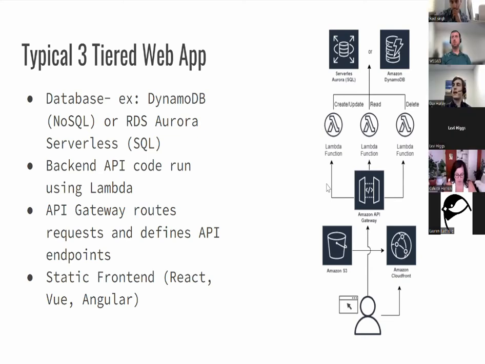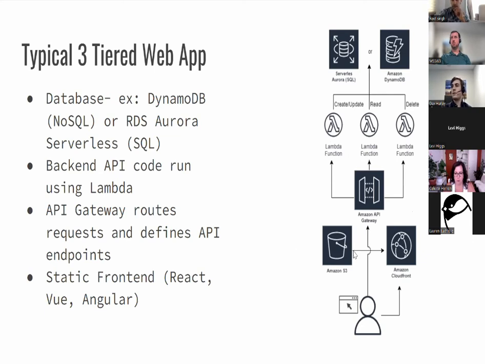So it's your slash products, and it's a GET request to go to the read for your products, and the Lambda function for that. Create is the same idea. And then finally you would have your front end, which would be React, Vue, Angular, one of those single page application frameworks.